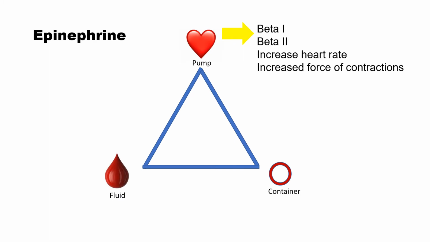Epinephrine acts on beta 1 and beta 2 receptors, with more beta 1, increasing heart rate and increasing the force of contractions, and has some alpha properties, which act on vasoconstriction, which increases systemic vascular resistance, thereby increasing blood pressure.